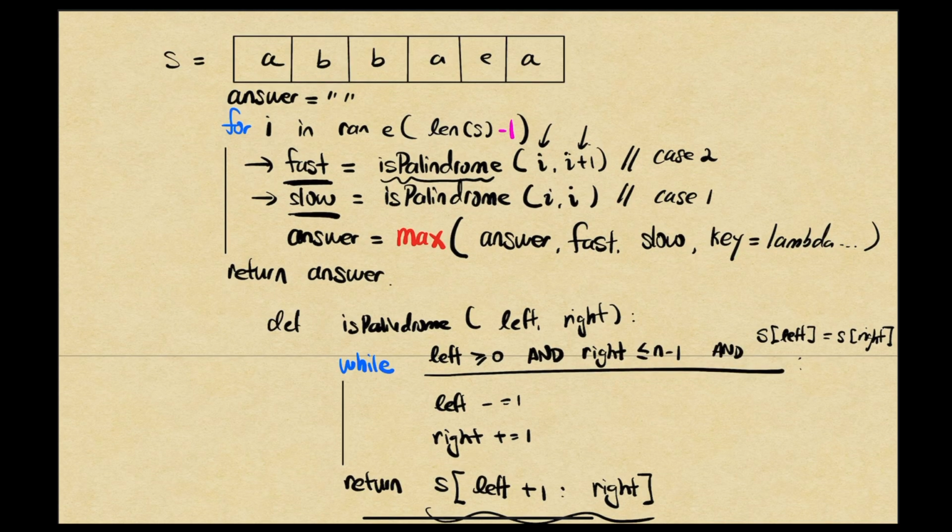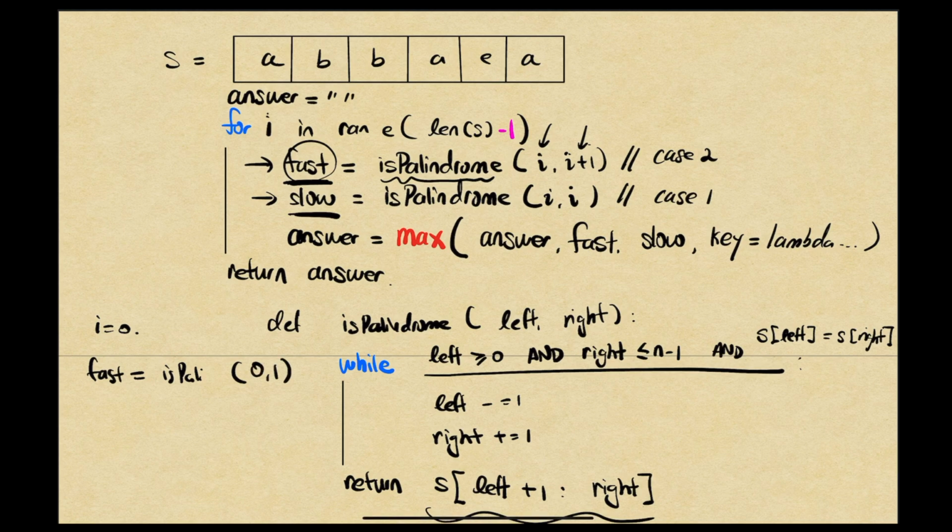And so for this fast one, we start with two letters, right? So I will be left, I plus 1 will be right. So in this case, when I is equal to 0, fast should be is palindrome, and then we have 0 and 1, right?